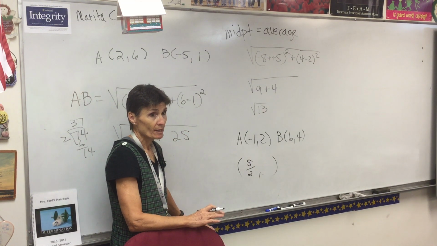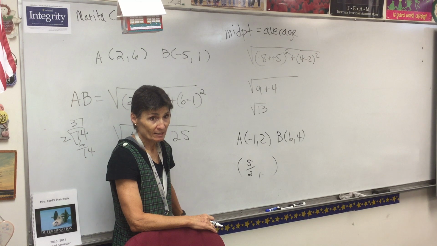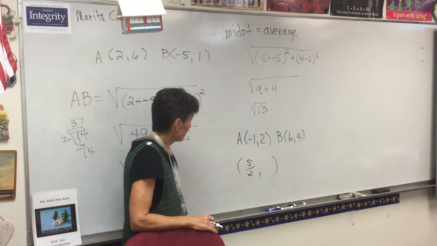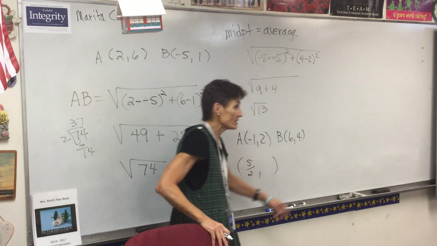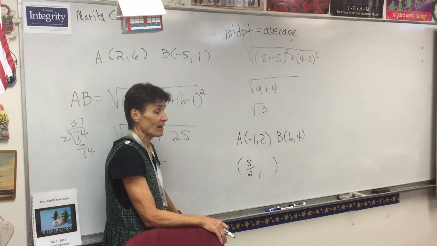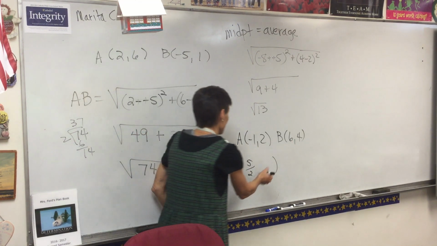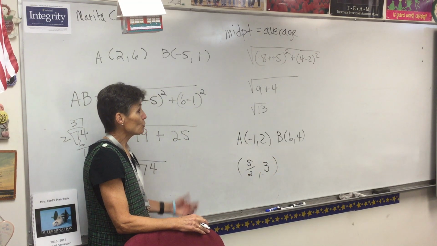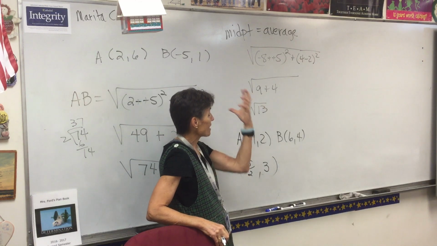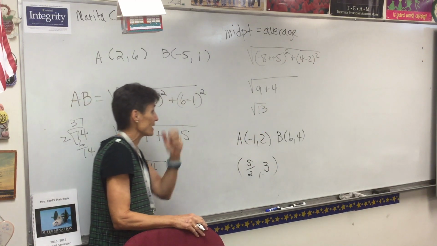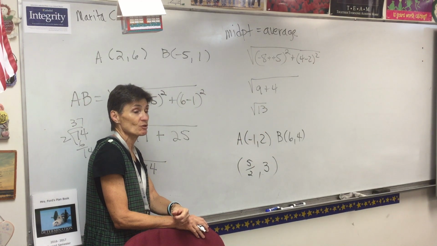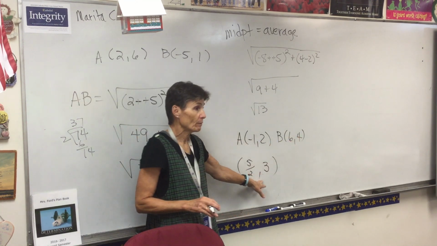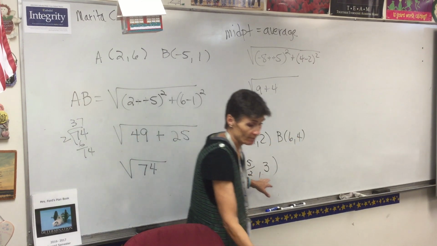That's all we're doing. So we're going to find the average x. Now we're going to find the average y. So 2 and 4 is 6, divided by 2 is 3. So your midpoint is 5/2, 3. You find the average x and the average y, and that is your midpoint. That's the point that's right in the middle. If we plotted these two, that point would be right in the middle of them.